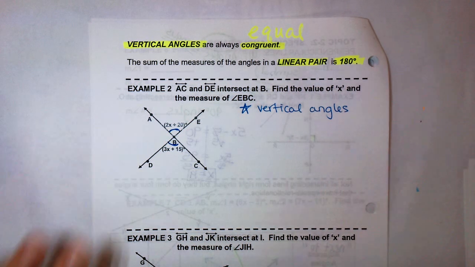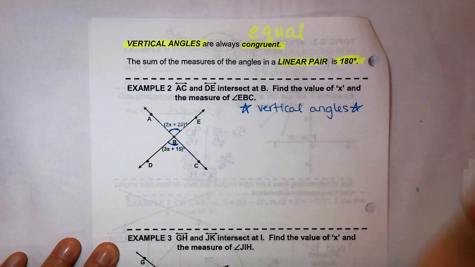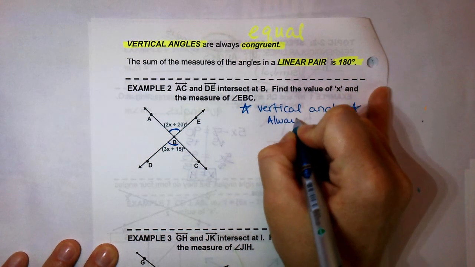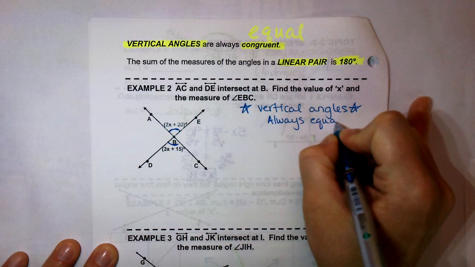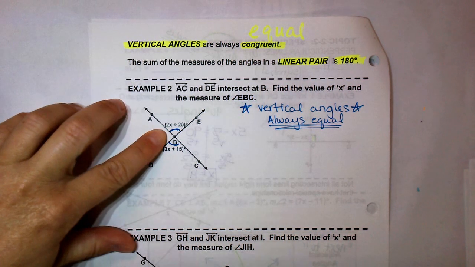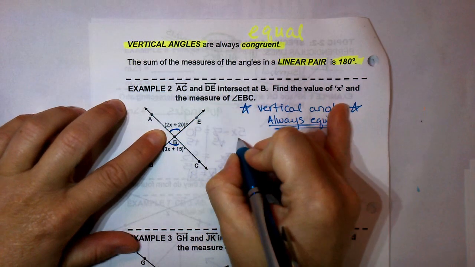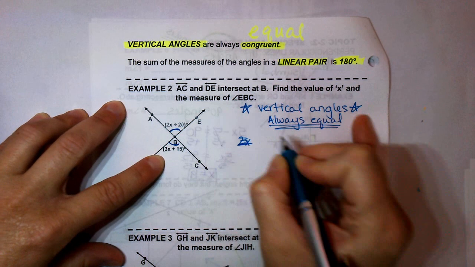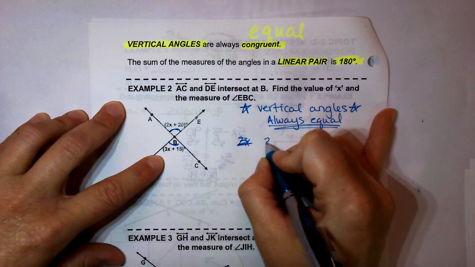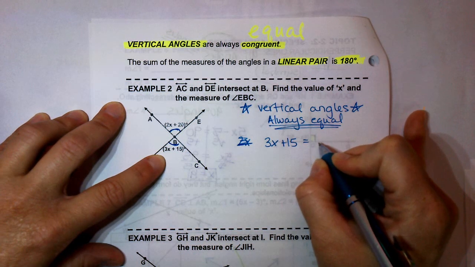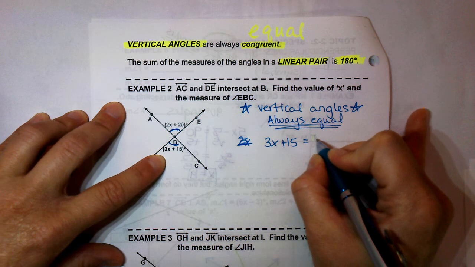And what do you know about vertical angles? They're always equal. So if they're always equal, how am I going to write my equation? 2x plus 20 equals 3x. Yes, good. But I would put the 3x on the left side. So I'm going to put the 3x just on the left. You can solve it either way. But if you want the x's to be positive on the left, then you need to put 3x on the left.